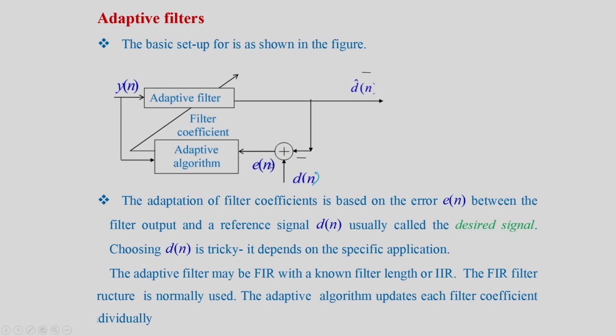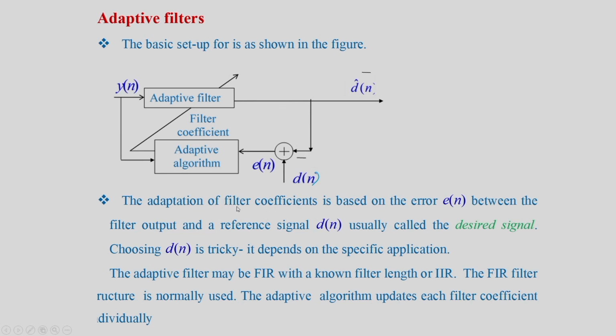That error is fed back to update the adaptive algorithm, which will compute the filter coefficients adaptively. So these adaptive filter coefficients will be computed by this adaptive algorithm based on this error e[n] and the input signal y[n], and then this updated filter will be used again to filter y[n] and to get the estimate of the desired signal.